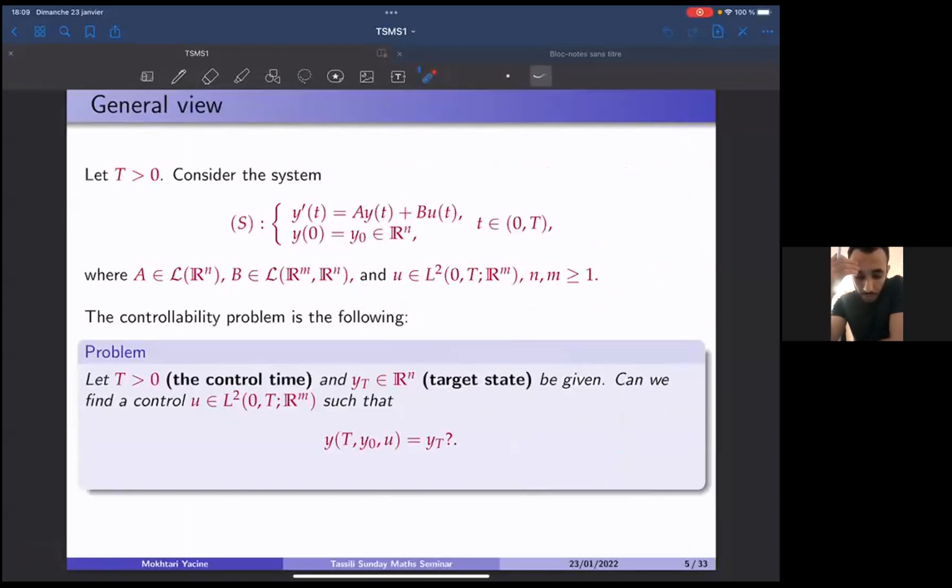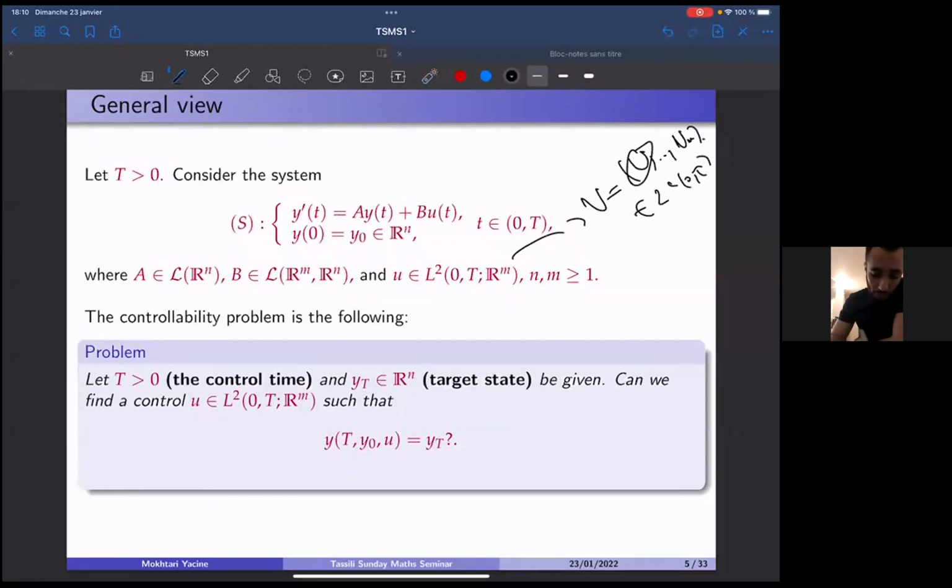Okay. Let us put ourselves in these settings. I will consider this system S, which is a finite dimensional system. A is a square matrix of size n. B is a matrix with n rows and m columns, and this control U belongs to L2(0,T) with values in R^m. I mean by this writing that U is a vector valued function (u1, ..., um), and each component is in L2(0,T). And I ask the same question as before: for a chosen control time T, and for a given target state y_T at this time, can we find a control U in this space such that y(T), our solution to this system, equals this target state?